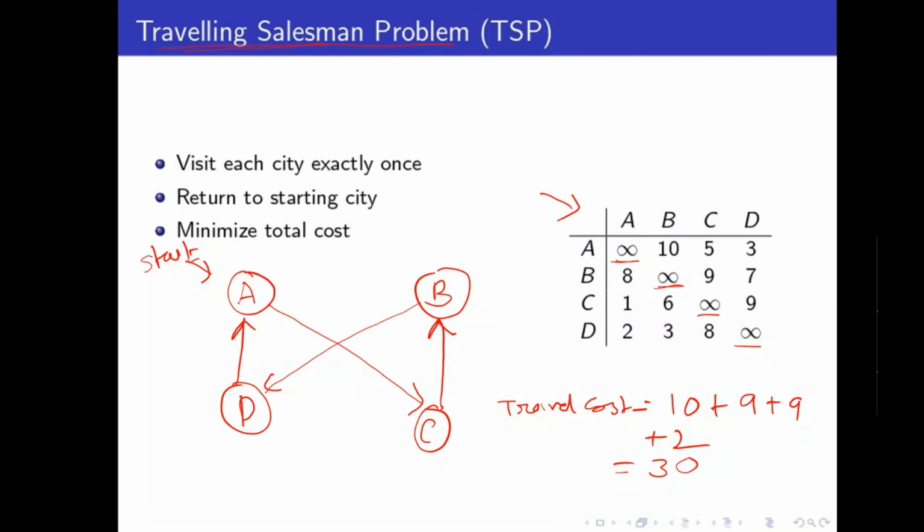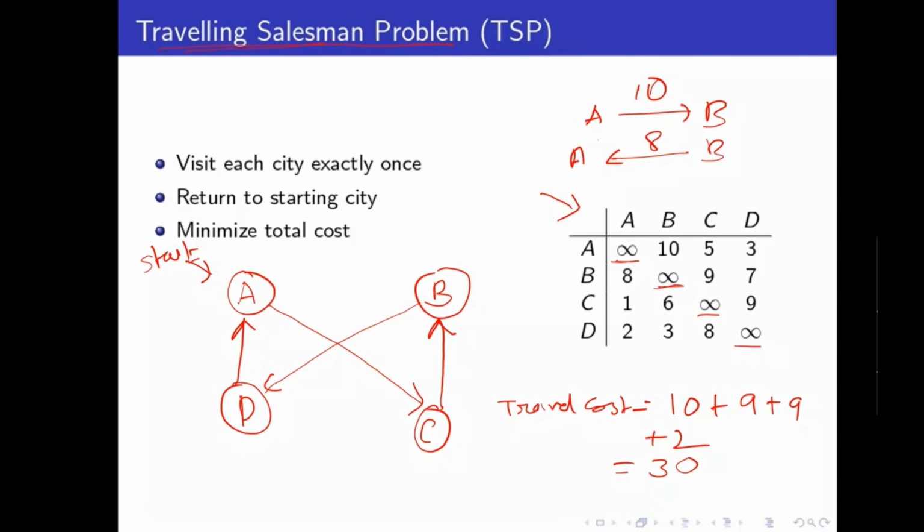Okay. And one more thing, this graph is asymmetric. That is, if you go from A to B, the cost is 10. But if you come back from B to A, cost is 8. So this is not an undirected graph and this is a directed graph. And for whatever reason, in both direction cost is not same. So you have to be careful about that.